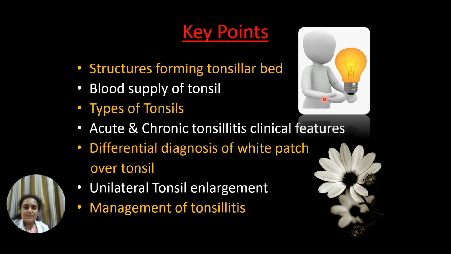So that was the end of the session. So before we end it, let's just summarize the key points. We need to know what are all the structures that form the tonsillar bed and the blood supply of the tonsil, what is the types of tonsils, and acute and chronic tonsillitis and their clinical features, and what are the differential diagnosis of a white patch over the tonsil, and what is the cause for unilateral enlargement of the tonsil, and finally, how do we manage a case of acute tonsil as well as a chronic tonsil.